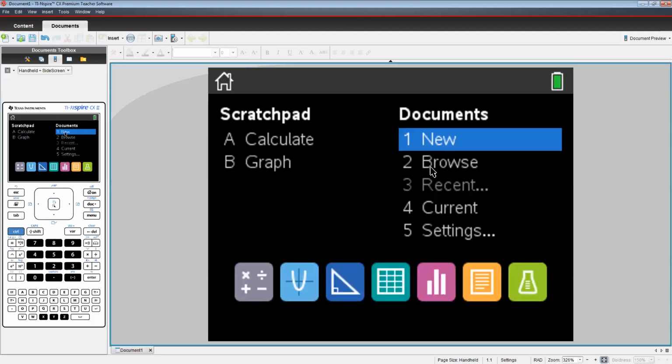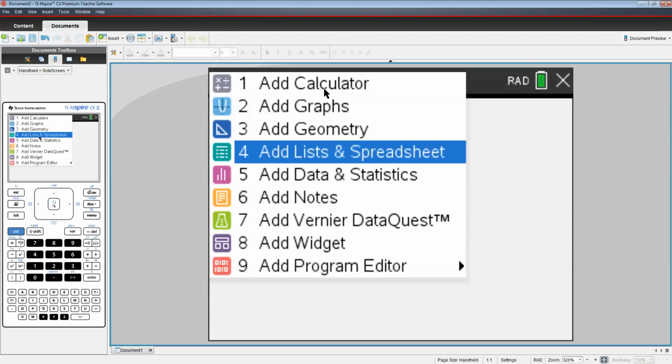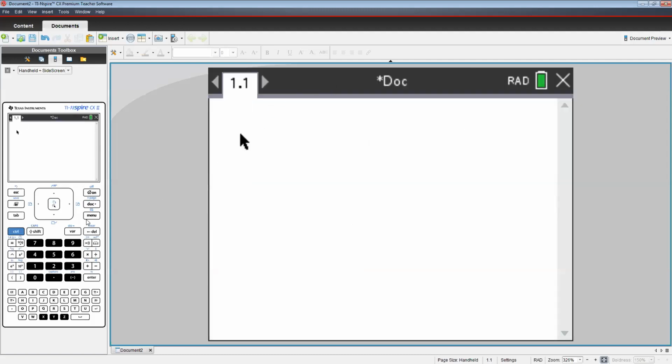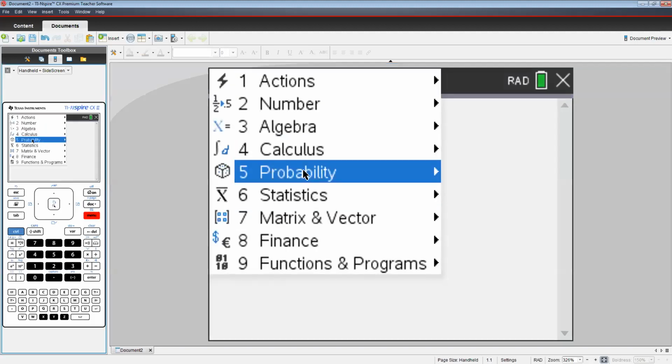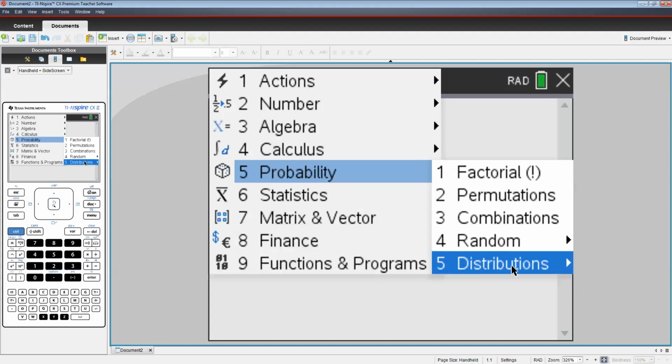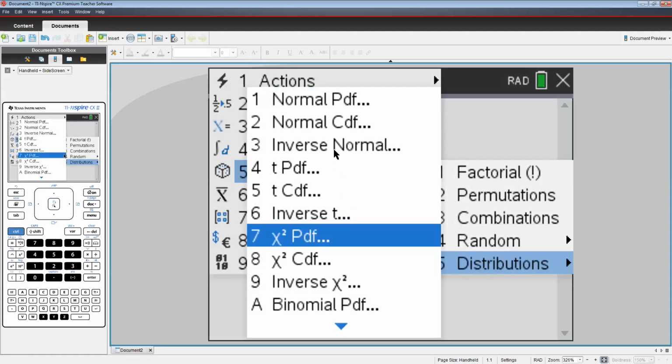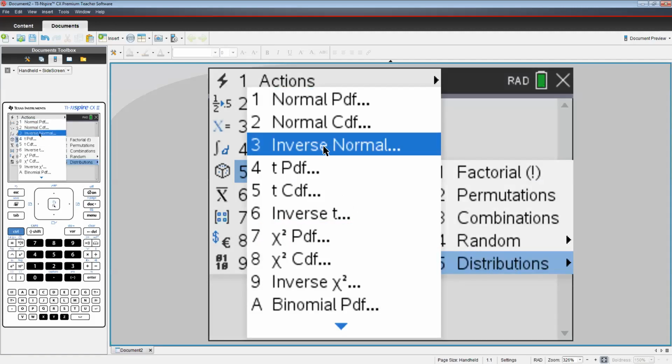All right, let's go to a new calculating page. So we're gonna go to menu. All right, probability and distributions, just like before. But instead of norm CDF, we're going to be doing inverse normal.